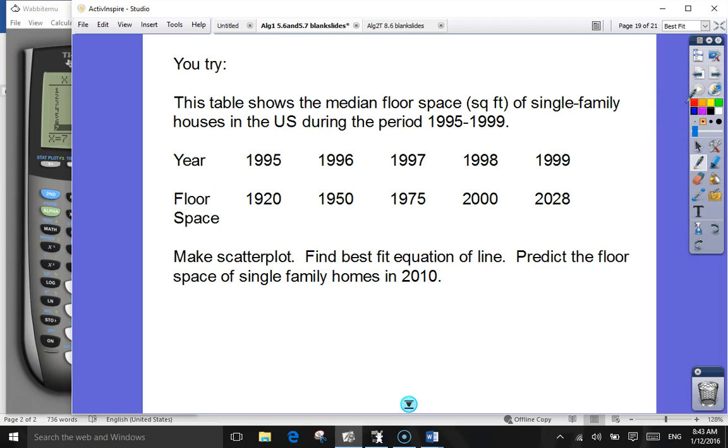So try to make a scatter plot of this. And I'm going to say X equals years since 1995. So you're going to use X values, which are 0, 1, 2, 3, and 4.